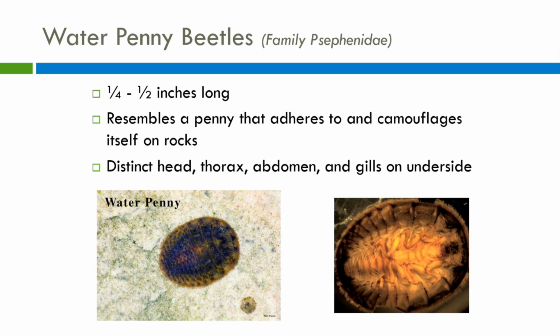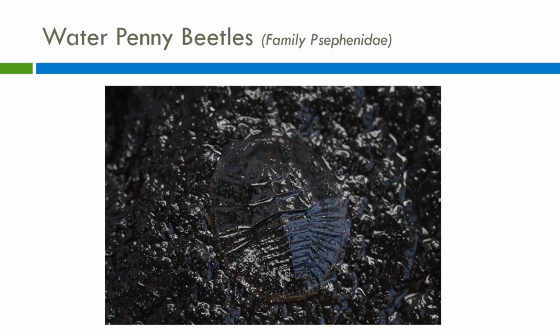Water penny beetles, this is back to the water penny larva. So these are called a water penny because they kind of look like a penny, right? They have this copper coloring on the top. Now, if you were to flip it over, then you will see the underside of this body. It kind of looks like a mayfly under there. The head, 3 pairs of segmented legs, and we have gills along the abdomen as well. It just so happens that it has this really great adaptation. So it's able to adhere onto rocks and camouflage itself on rocks as well.